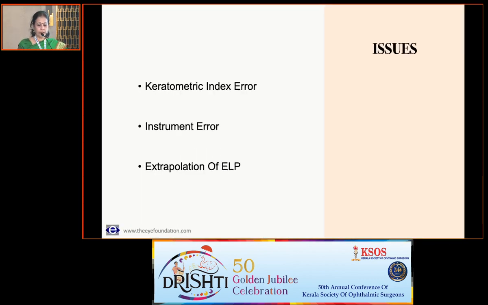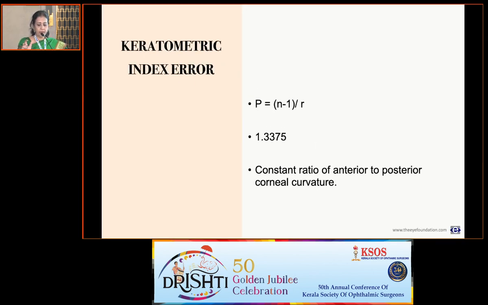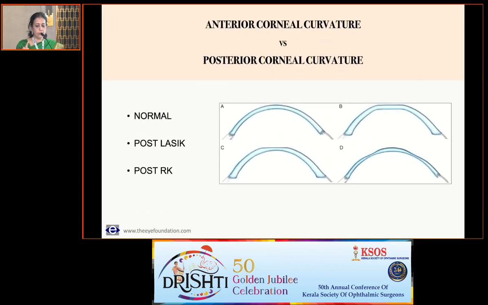When we talk of keratometric errors, it could be a keratometric index error, an instrument error, or an extrapolation of ELP. Now, keratometric error: the radius of curvature has to be converted to the power in diopters, and this is the formula which is being used, where N, the refractive index, is a fictitious value of 1.3375, which was arrived at so that for an average eye of 45 diopters, the radius is equal to the power. But it also assumed that the ratio of the anterior to the posterior curvature is 82%. Now, all of this gets altered in a refractive surgery, which is a point to note.